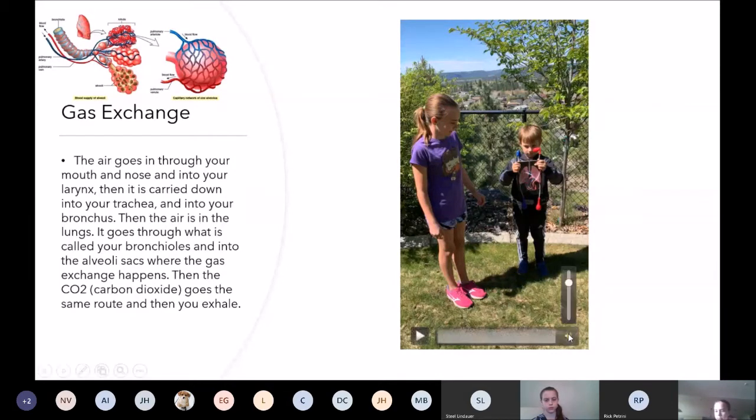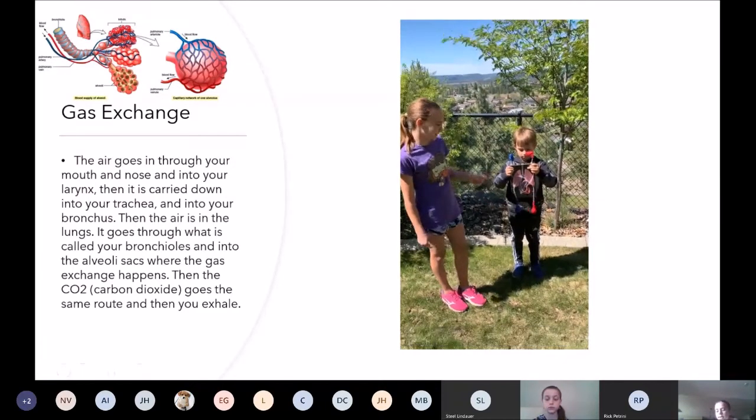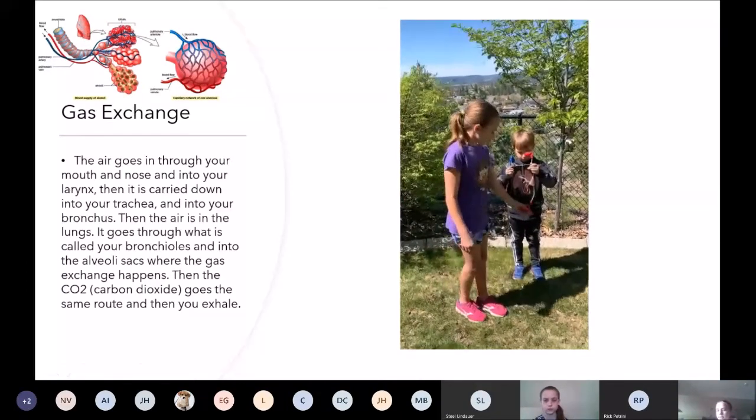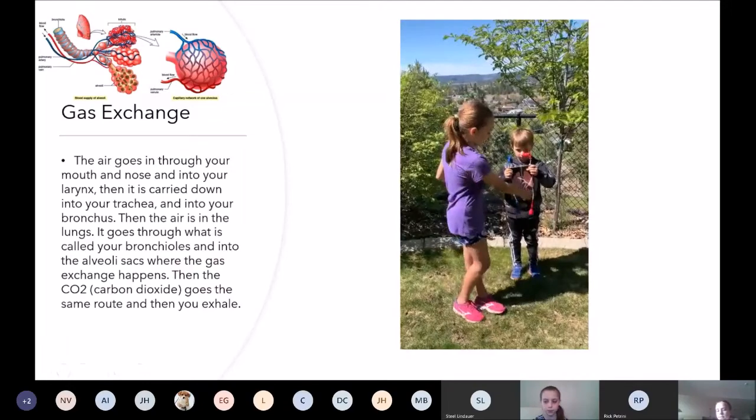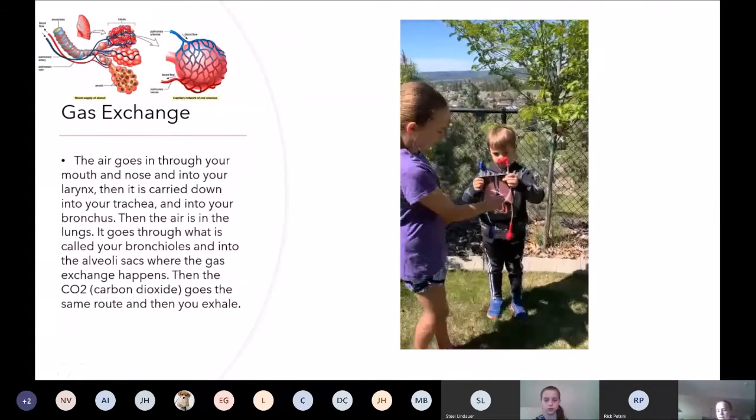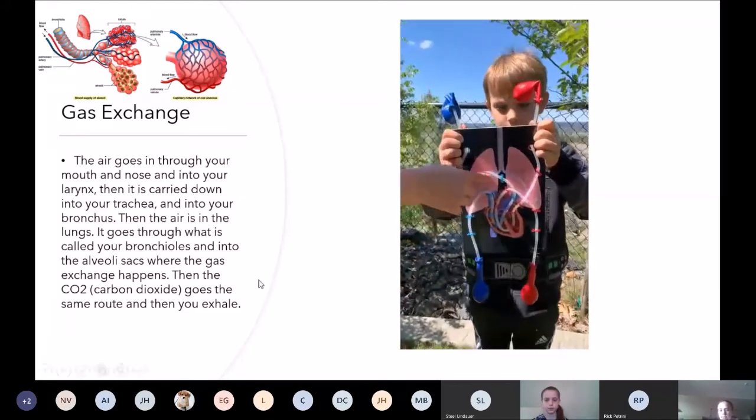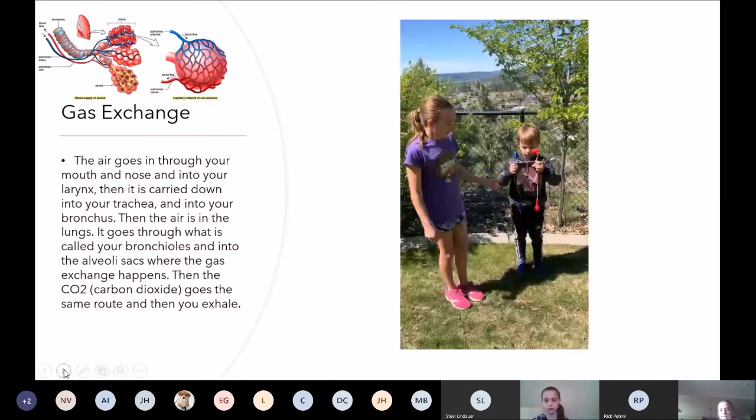This is another model that I made, and you pump it and it shows gas exchange. The red represents the oxygenated blood in your bloodstream and the blue represents the non-oxygenated blood.